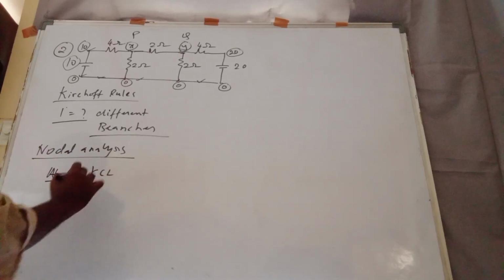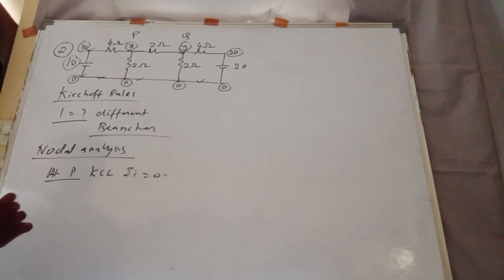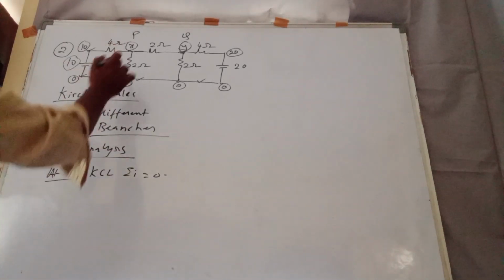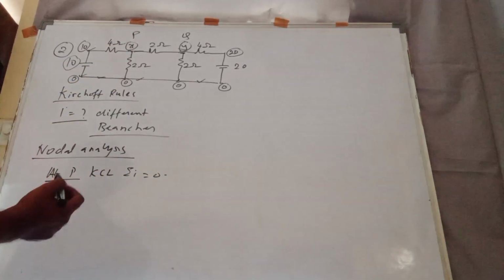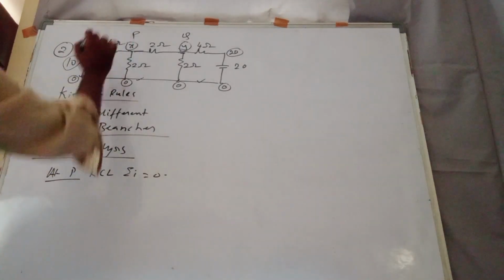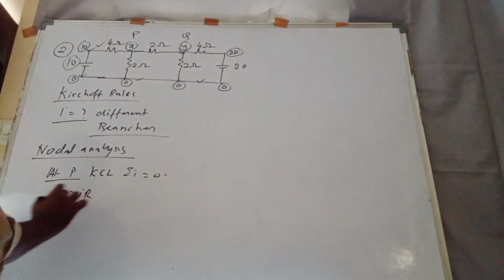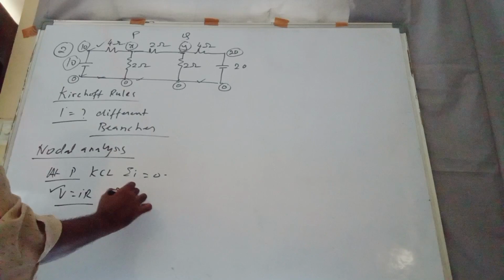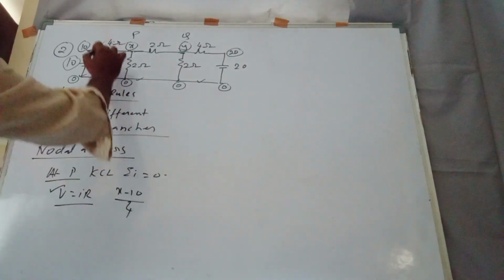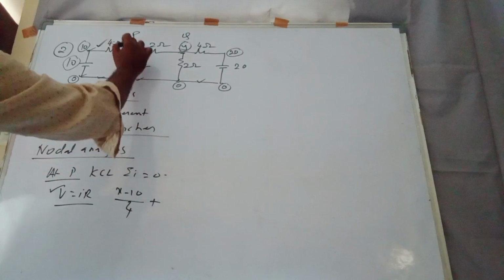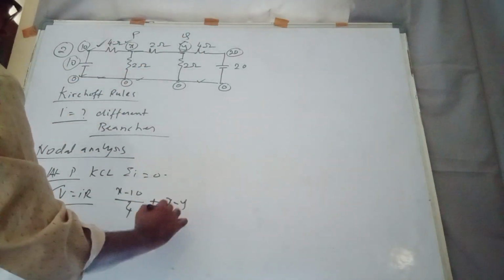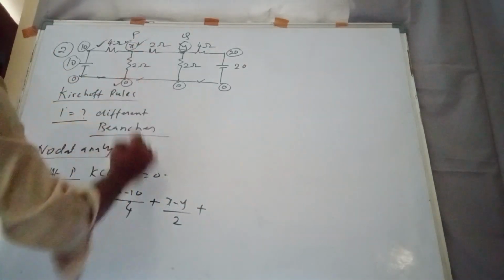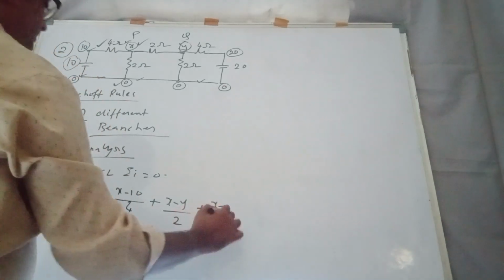if we apply KCL, the sigma I value will be equal to 0. In this method, when we apply this formula to a particular node, that node potential is considered to be higher. Okay, so if I want the current in this branch, we can apply V equals IR, right? V is the potential difference, which is X minus 10. So X minus 10 divided by R is the branch current here, plus between this point and this point it is X minus Y divided by 2, plus between this point and this point it is X minus 0 by 2.